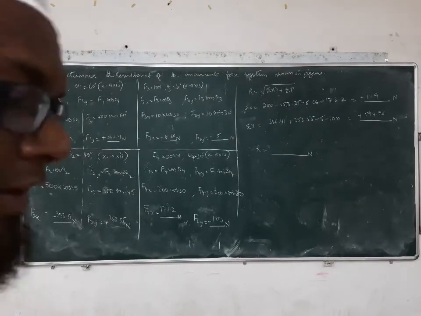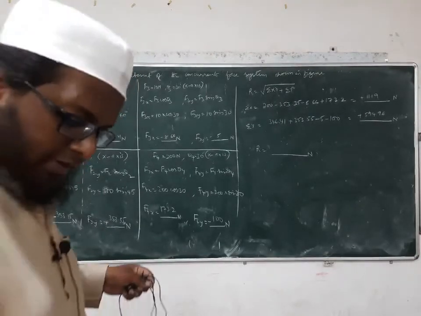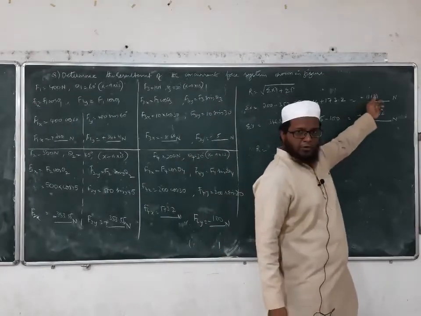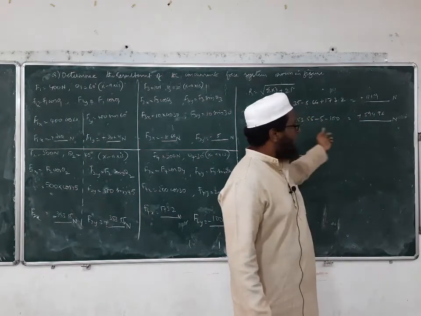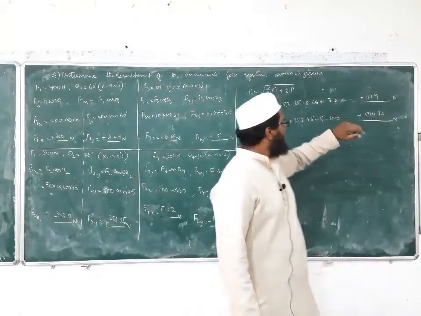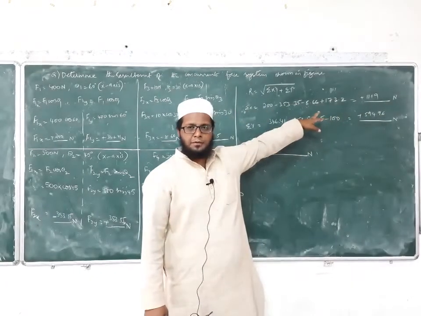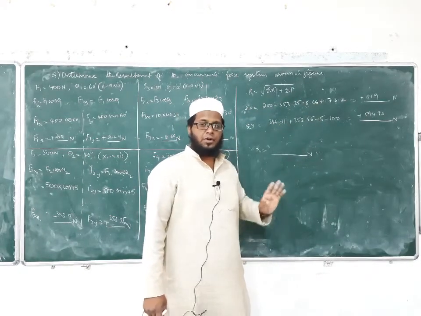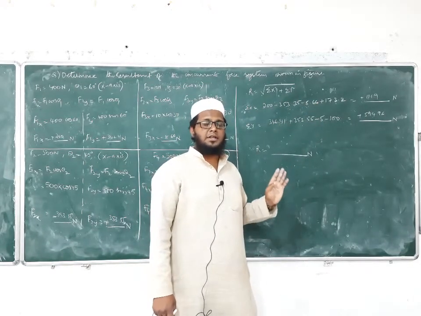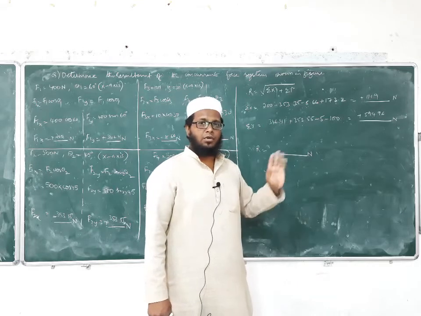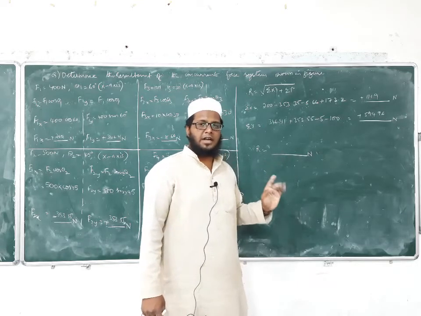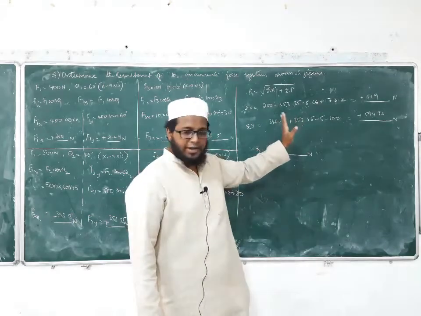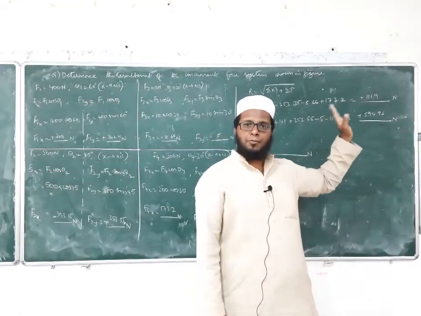So the values are in this fashion: if you add these terms you will get 11.19, and if you sum up all these values you will get 594. If you carefully observe, in both sigma x and sigma y you got positive values. So what do you mean by positive? The resultant is acting in which quadrant now? Both are positive means the resultant is acting in the first quadrant, that is up to the right. Okay, the direction of the resultant is up to the right.